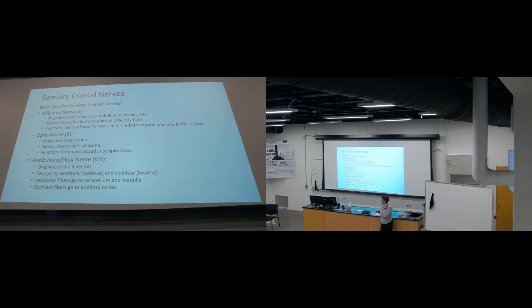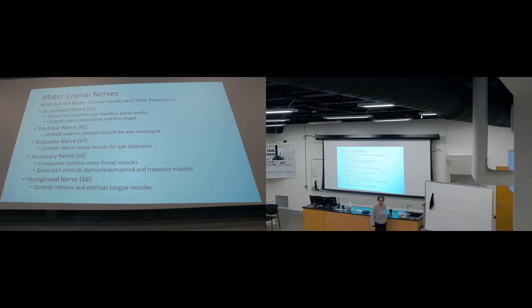And then we have vestibulocochlear, which is cranial nerve number 8, which has 2 different fibers. One is coming from the cochlea, which helps us to hear. Another one from the vestibulum, which is part of the vestibulocochlear apparatus inside our middle ear. And this one helps us to maintain balance. Okay, so then the vestibular fibers go to the cerebellum and the medulla. And then the cochlear fibers go to the auditory cortex in the temporal lobe.